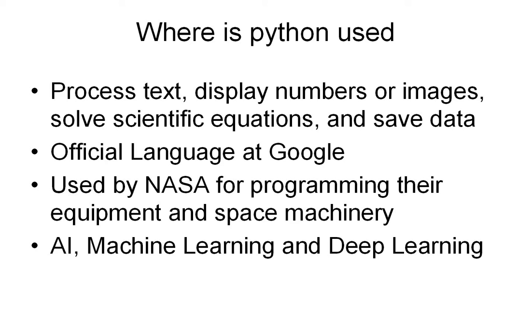And as I said, when it comes to corporates, it's the official language at Google. It's even used by NASA for programming their equipment and space machinery. That's nice, right? And when it comes to AI, machine and deep learning, nobody can miss Python. Given the number of libraries that Python supports for machine and deep learning, the majority of implementation done in this area has been on Python. And I do not want to get into any debate, but definitely when you think about machine learning and deep learning, you think of Python. So that's where it is used.